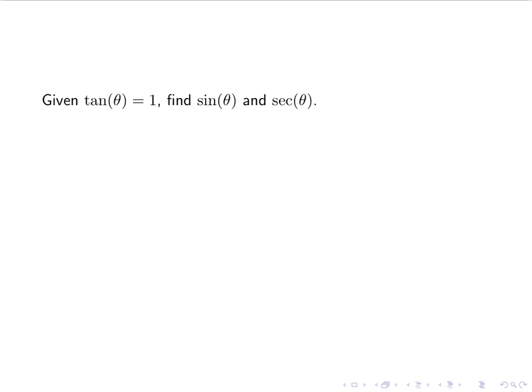But let's try one more. Given that tangent of theta is 1, find sine of theta and secant of theta. So we know that tangent of theta is y over x, and I know that tangent of theta is 1, so I'm going to write this as a fraction. And 1 I'm going to write as 1 over 1. It doesn't matter what fraction I use as long as it's equivalent to 1. I could use 2 over 2, 4 over 4, pi over pi, 28 over 28. As long as it's equal to 1, it doesn't matter.